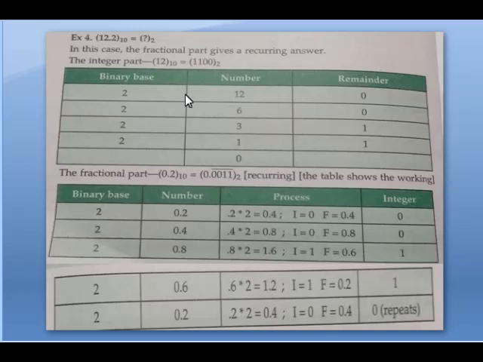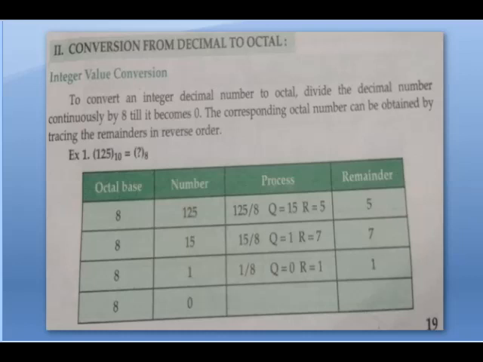Second one is conversion from decimal to octal. Octal means the base is 8. So how to convert a decimal number to octal number? Same as that of conversion of a decimal number to binary. Binary means base 2, so we divide the number by 2. Here this is base 8, octal. So we have to divide the given number by 8 and write the quotient and remainder. Here we have to write the remainder value. Okay. So 125 divided by 8, quotient is 15, remainder 5.